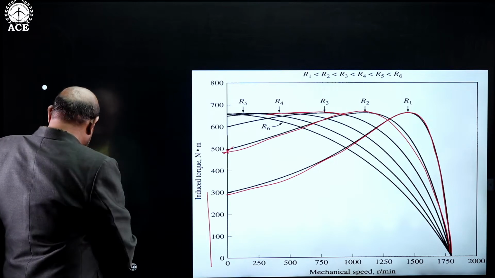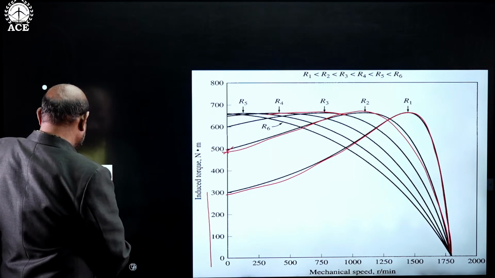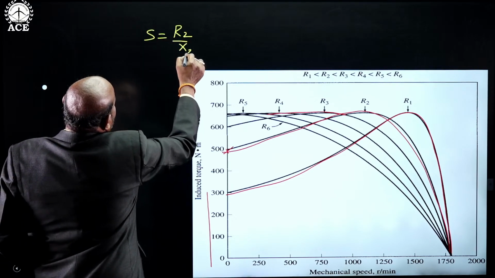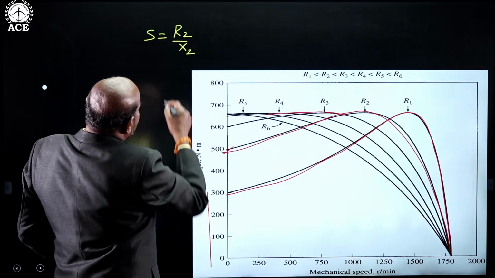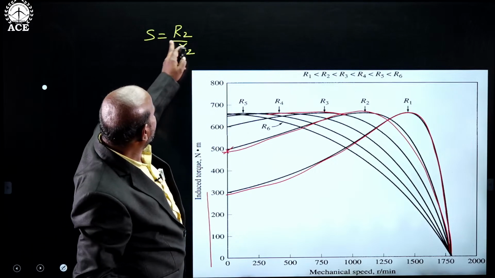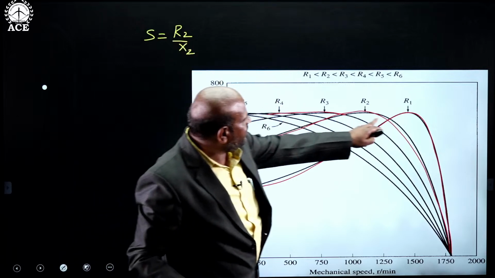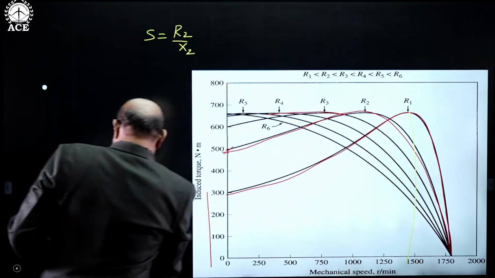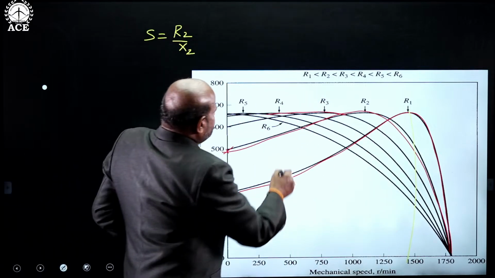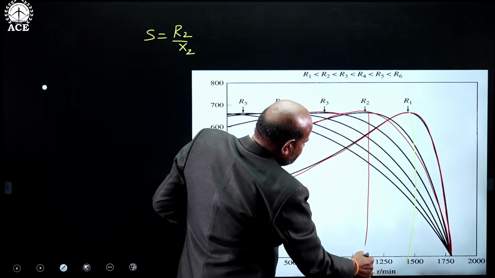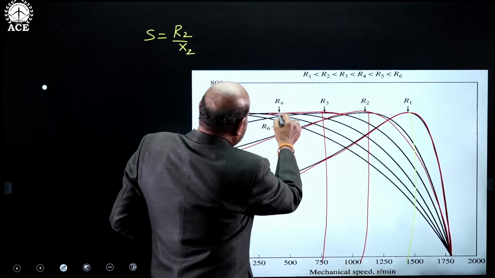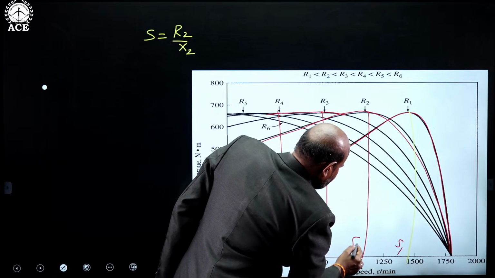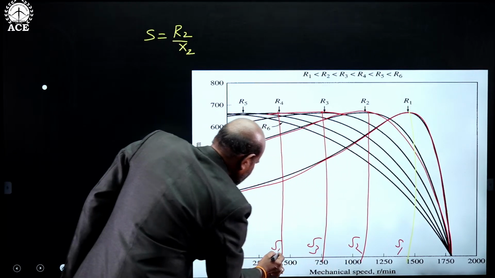In each, if you observe, the condition for maximum torque is R2 by X2. The slip at which the maximum torque occurs depends upon R2. So for different values of R2, the slip will be different. This is the slip. So at different rotor resistances, the maximum torque is the same, but the slip at which it occurs is different. This is S1, S2, S3, S4, like this.